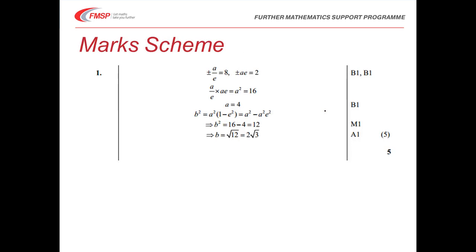Let's have a look at the mark scheme for this. So yeah, you can see here that we're using a over e equals a and a times e equals 2. So we're needing to know those standard facts about the eccentricity, the focus and directrix, and how they relate to the Cartesian equation, the a value in that. So there's a couple of marks for knowing that and forming those equations, for using them together to get a value for a. Then there's using this relationship between b, a and e correctly to work out a value of 2 root 3 for b, and that's worth 5 marks in total.